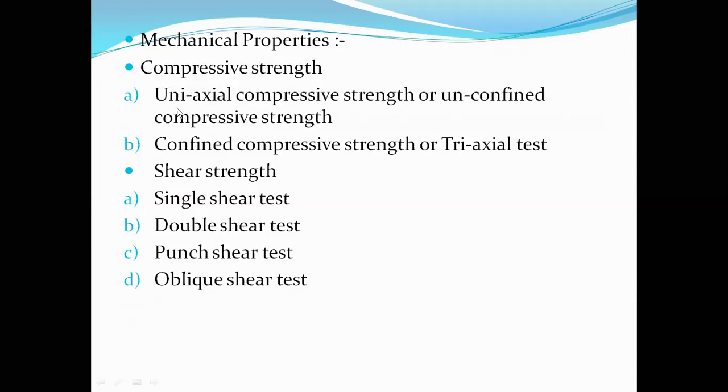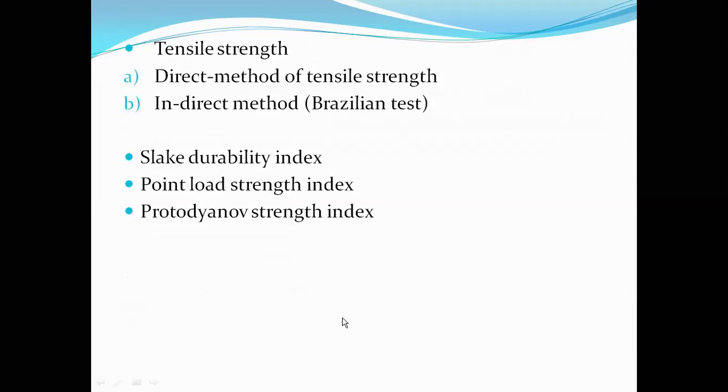Compressive strength is nothing but uniaxial. Under that, uniaxial compressive strength or unconfined compressive strength. Next, confined compressive strength or triaxial test. These two are subcategories of compressive strength. Next one is shear strength. Under shear strength, again: single shear, double shear, punch shear, and oblique shear test. These are the shear tests.